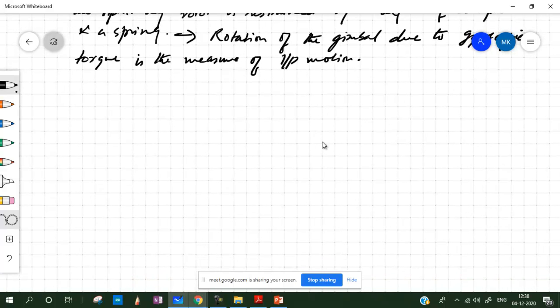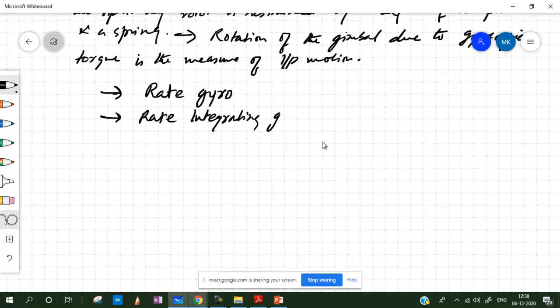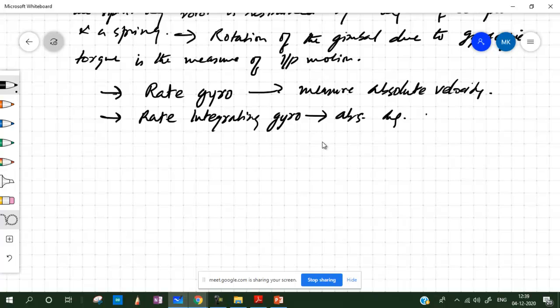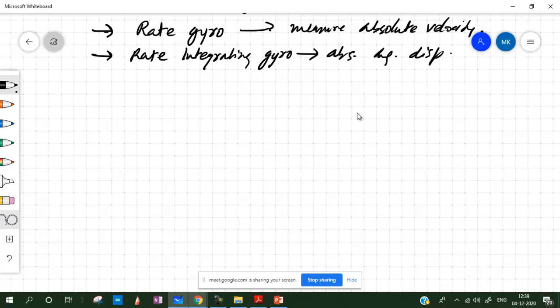I'll just explain it properly. So we have the rate gyro and the rate integrating gyro. Rate gyro is used to measure absolute velocity, and this is used to measure the absolute angular displacement. So now before going into its mathematics a bit, we just take maybe 10 minutes. I'll just draw this on the figure first because that should maybe make it a little easier to understand.